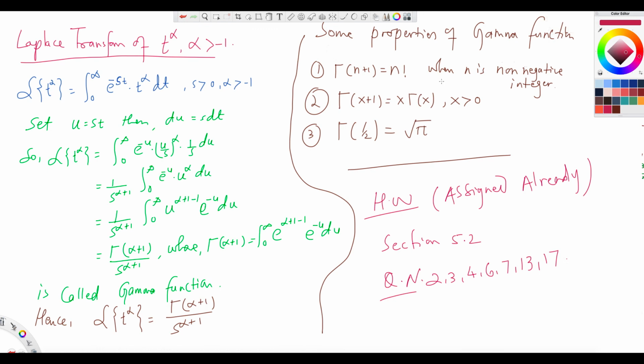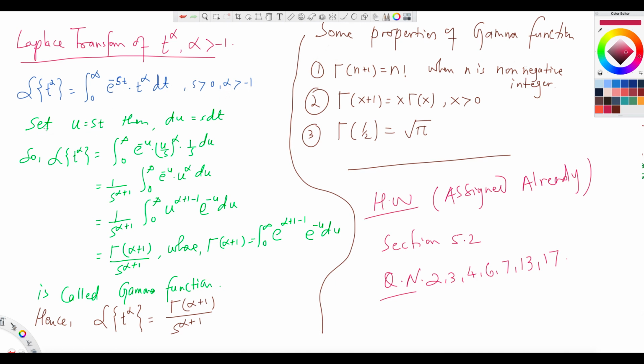Okay, the next thing that we want to discuss here is the Laplace transform of t to the alpha when alpha is greater than -1. So alpha can be a fraction, alpha can be -0.5 and so on, but alpha must be greater than -1. So what is the Laplace transform of t to the alpha? Just use the formula, the integral from 0 to infinity of e to the -st times f(t), where f is t to the alpha dt. s is positive, and alpha is greater than -1.